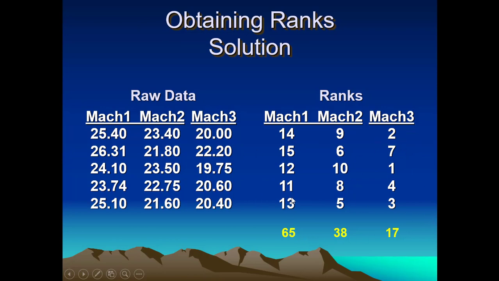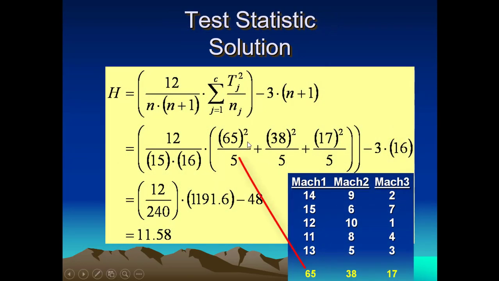Then you have machine 1, machine 2, machine 3, the sum of all their ranks. So the sum of their ranks here are 65, 38 and 70. So what happens now, we have 5 in each machine and we have this sum, and these 3 values are put inside the formula. So 65 squared divided by 5, 38 squared divided by 5, 70 squared divided by 5, then you sum up all of this, then you combine with this formula, then you minus 48. And you get the value of 11.58.